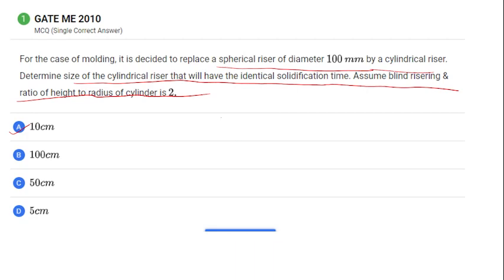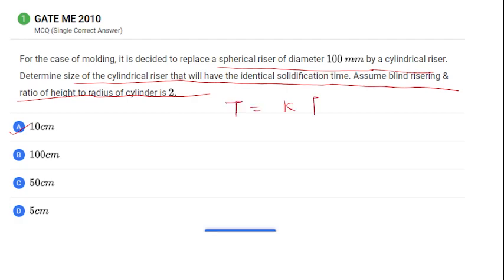So what is it saying? Firstly we had a spherical riser and now we are replacing it with a cylindrical riser, and the solidification time should be the same. They have given the ratio of height to radius of cylinder as 2, and the diameter of the riser. They are asking for the size of the cylindrical riser.